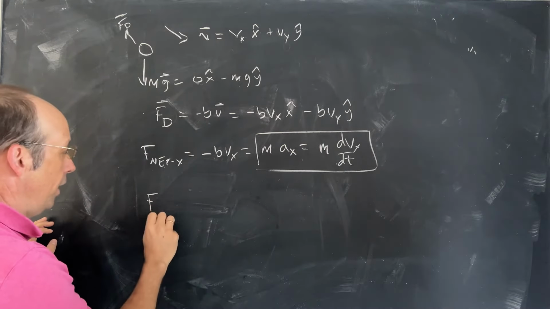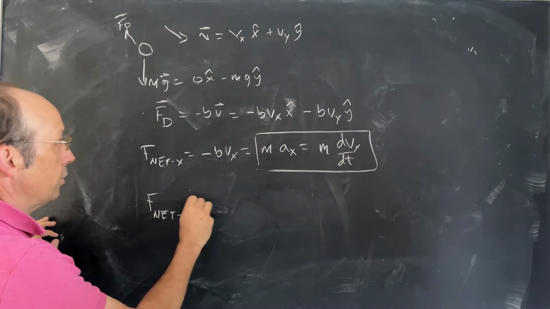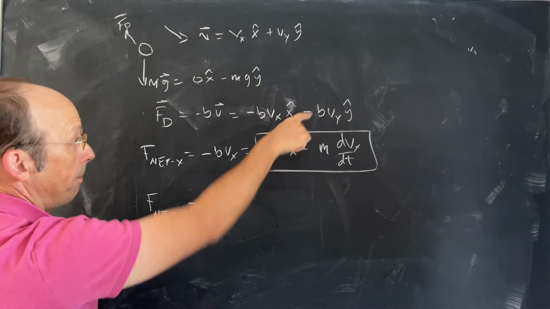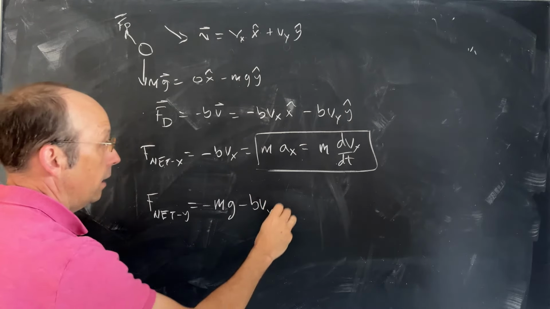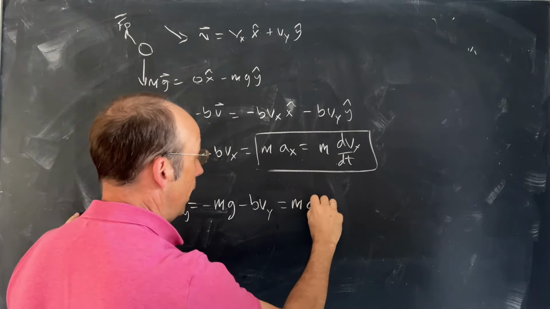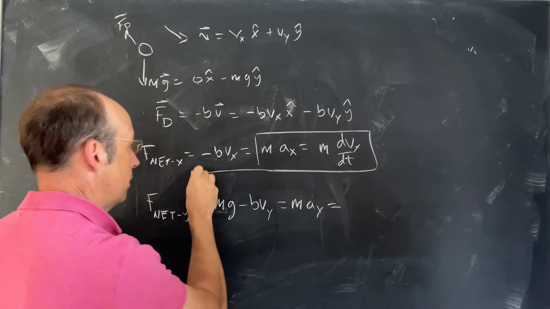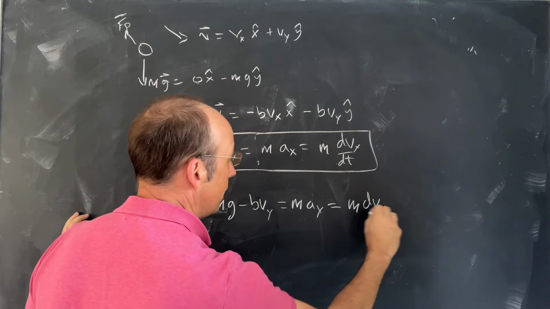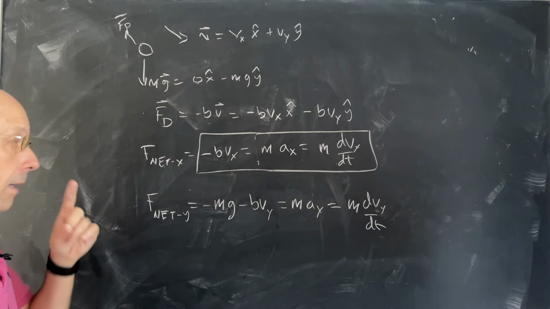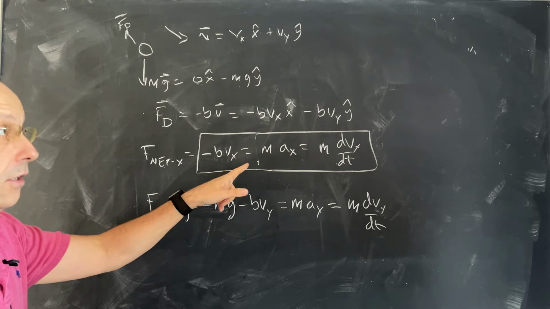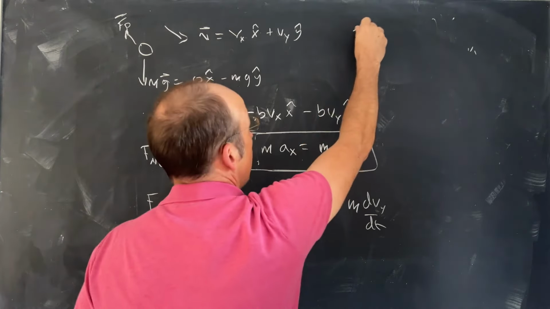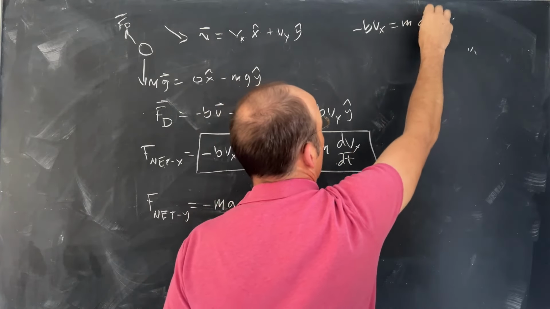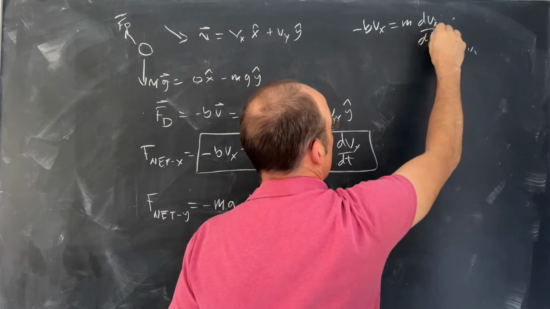Now I'm going to do the same thing over here. F net in the y direction is going to be equal to this value, negative mg minus b vy, equals m ay. I don't really care about that part. Equals m dvy/dt. Okay, so let's just rewrite these two equations because they're the most important things. This one, I have negative b Vx equals m dvx/dt.